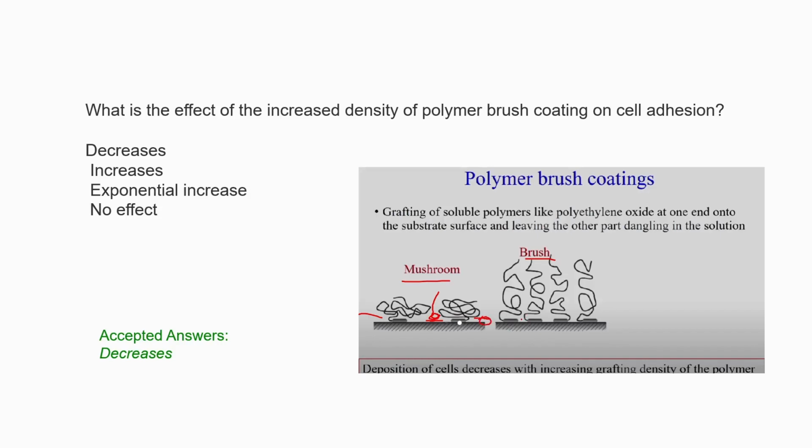But here the brush coatings leave less space for the cells to come into touch, and since the free ends are dangling here, they interfere with the cells from entering into or near the surface as well. So the deposition of cells decreases with increasing grafting density of the polymer brush coating. So the correct answer would be decreases, that is, increased density of polymer brush coating will decrease the cell adhesion.